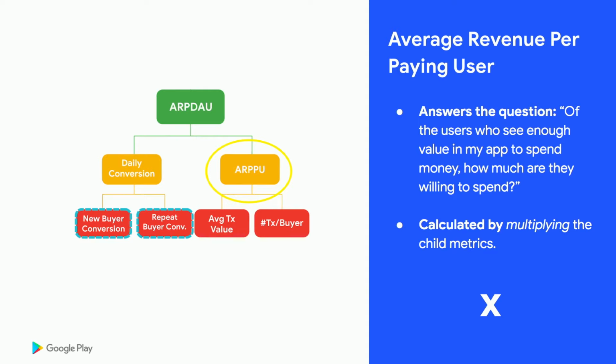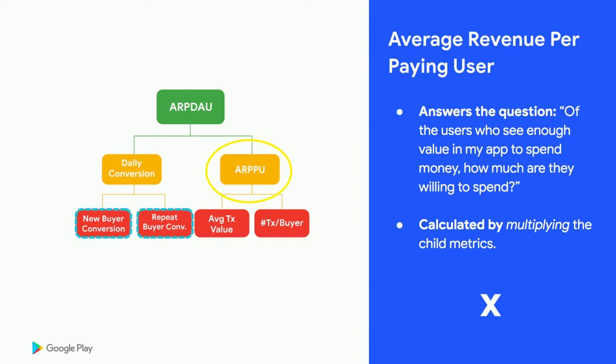Now let's shift to our secondary monetization metric, average revenue per paying user. This is the total revenue that you earned in a day divided by the number of unique buyers that you had in the same day. And it's calculated by multiplying the two children metrics, average transaction value, or how much a buyer spends on their transaction, and the average number of transactions a buyer makes.